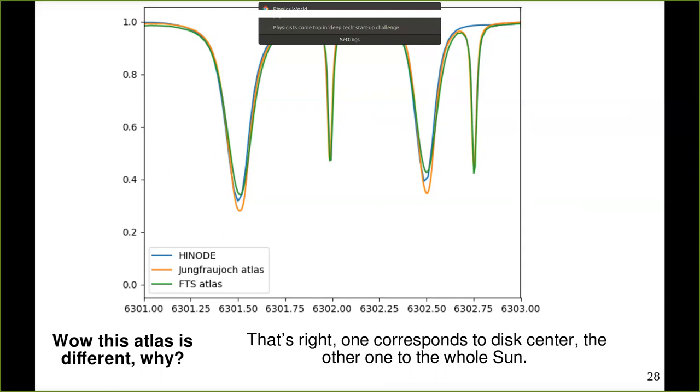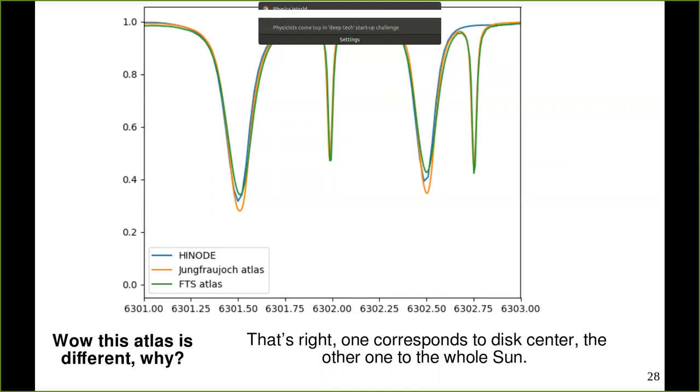Oh no, I gave you the answer. Yeah, I really need to learn these names, but okay, why does it matter? Okay, so one atlas corresponds to disk center, the other one is spatially averaged. Why does it matter? Come on. Even if you know, just say it. It's not a problem. Because the limb lines are shallower, usually.